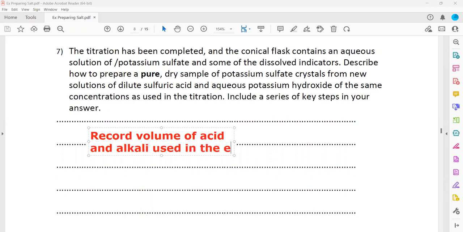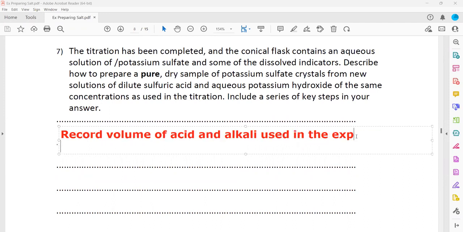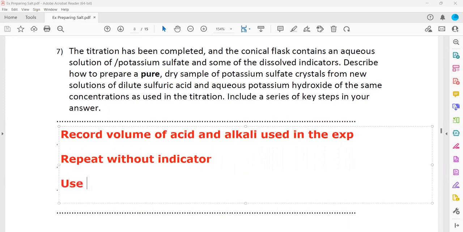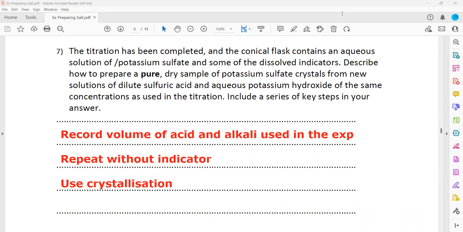Then we repeat the procedure with the same volumes without indicator. And then you need the salt, so we will use crystallization, and you have to mention the points of crystallization: heat and concentrate, then cool, filter, and dry. All the points you should mention.